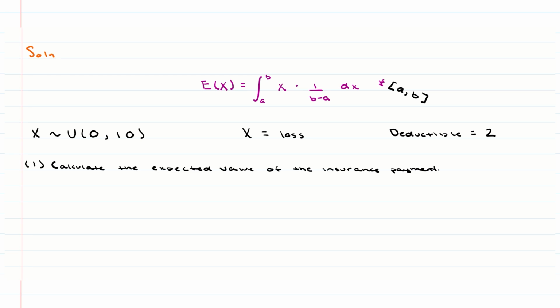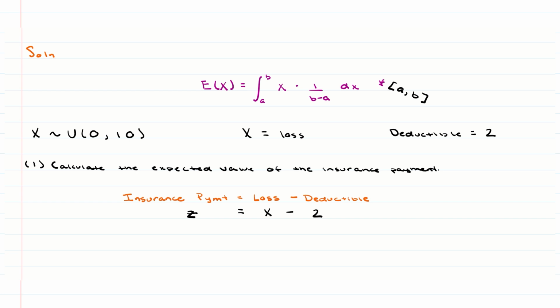Now the first part of our problem asks us to calculate the expected value of the insurance payment. And what this is really asking us to do is to calculate the amount that the insurance company would pay in the event that there's a loss. So let's think about this, right? When an accident happens, how much does the insurance company cover? Well, the insurance company covers the total loss minus the deductible. Now we were given loss as X and the deductible as 2. So the only thing that we don't know is the insurance payment, and we can assign the variable Z to that. So let's take a look back at our expected value formula.